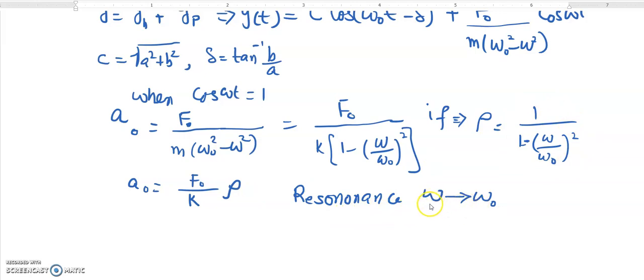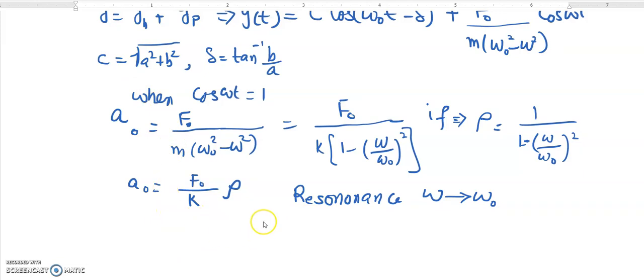Resonance is a condition when the frequency, which is represented by omega over 2 pi actually, but because 2 pi is constant, we can just say that the frequency can be represented by omega. So when the frequency of the driving force approaches omega naught, then both terms are almost equal. So then this denominator is very small, so this value of rho becomes very large. When the value of rho becomes very large, then a naught, which actually represents the amplitude of the driving force oscillation, also becomes very large. So that situation is called the resonance situation.